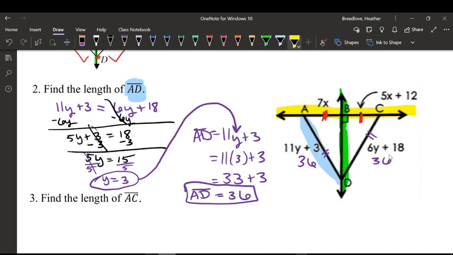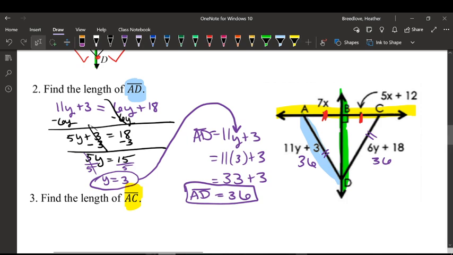Okay, so find the length of AC. AC is the segment that I have highlighted yellow. Whenever you're solving for the segment side, be careful on, is it asking you to find half of it or all of it? In this case, it says A to C, AC, so it's the entire thing. It's both pieces.